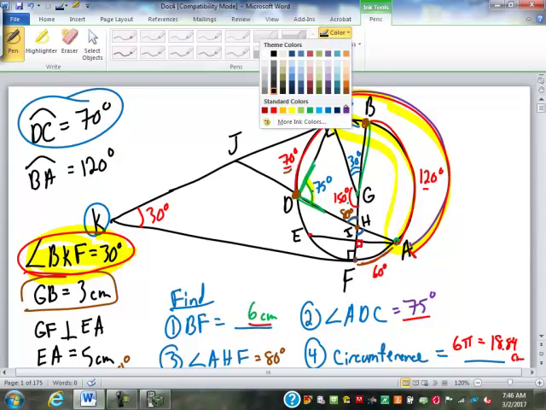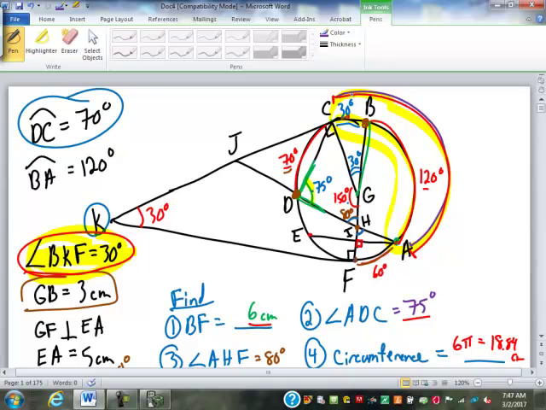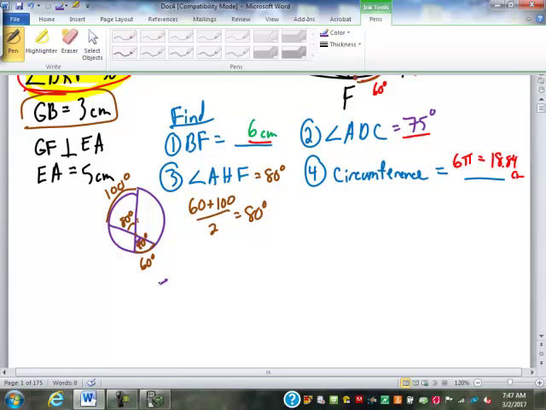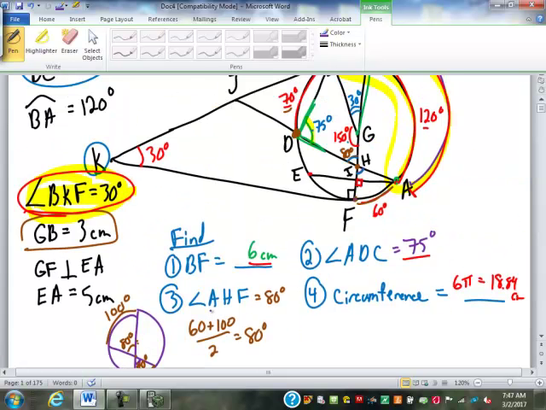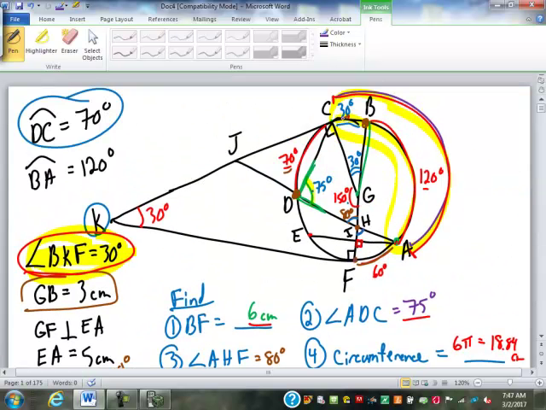Let's look at some other pieces we can find here. Let's look at arc CDF here. How did you get 30 degrees on that arc? On CB, the CB arc, this central angle is 30 degrees. So since that vertex is at the center of the circle, the arc is equal to the central angle.